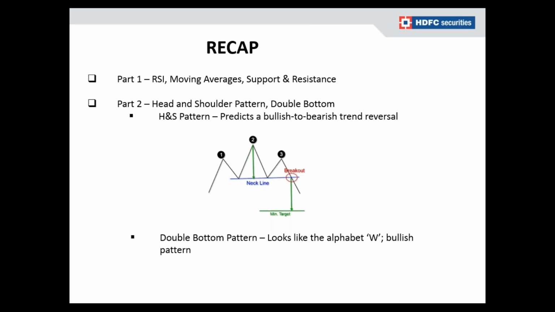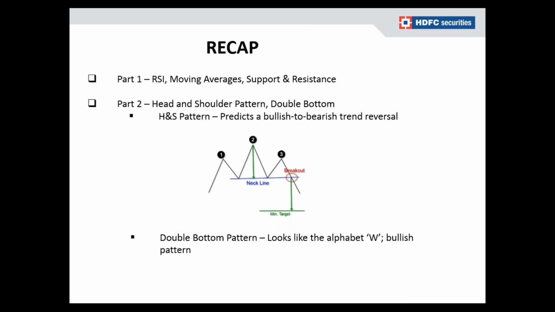Your double bottom pattern was something that looks like the alphabet W, and the moment the stock crosses the high point, that becomes the breakout point, and from there the stock takes a bullish sentiment. So it's a bullish pattern altogether. So this is what we read.